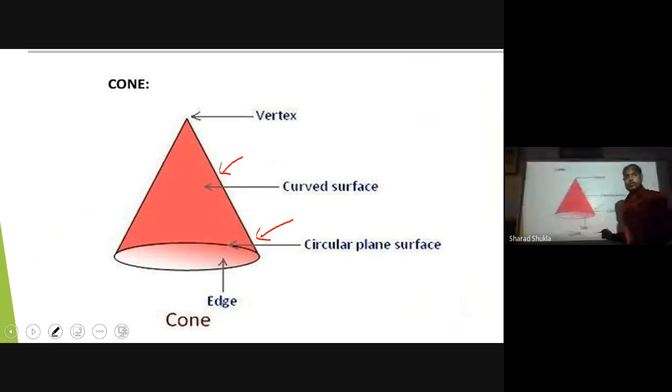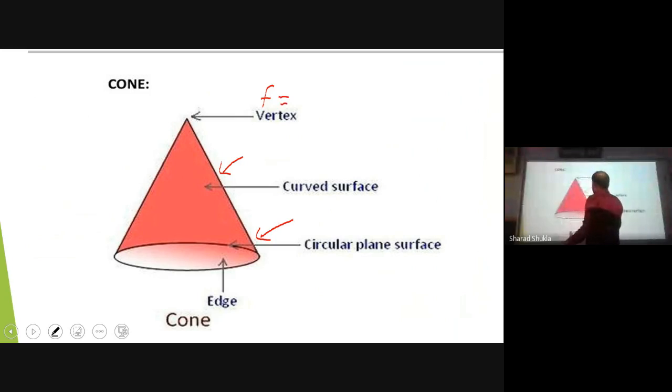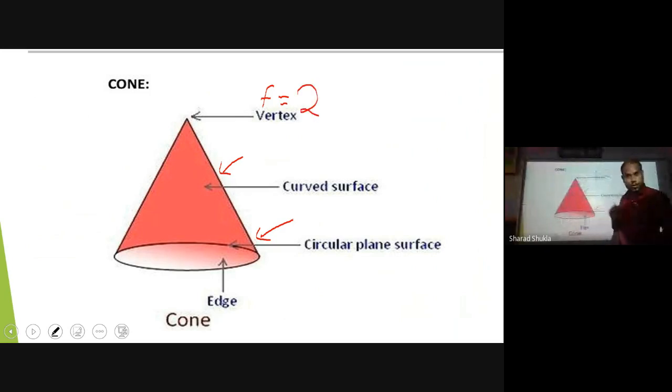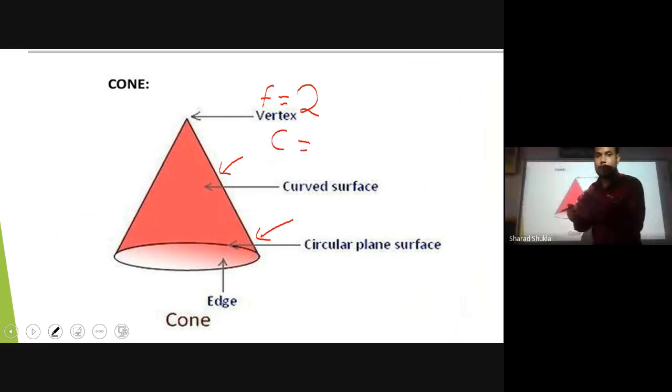So here we count the number of faces, corners, and edges. Faces: how many faces? One is the curved surface, and the second is the circular plane. Then 1 plus 1 is equal to 2 faces. Now we find the corners. How many corners? You see that? One corner. Look here, one corner. This is a corner.